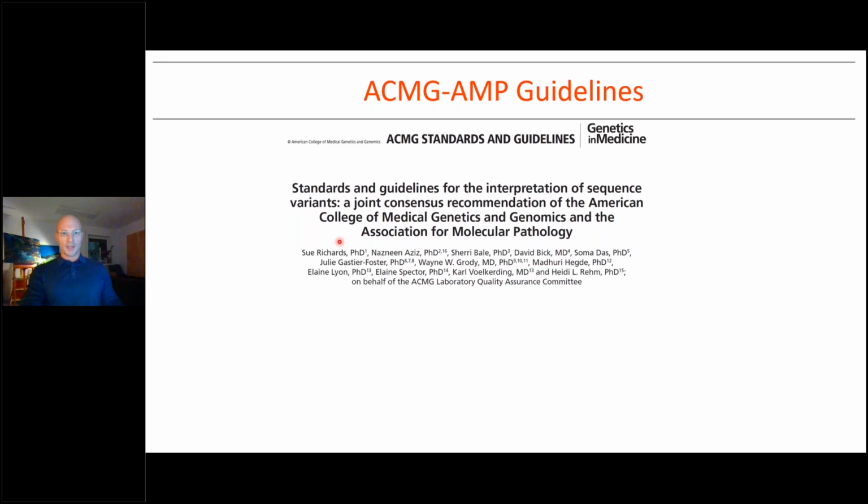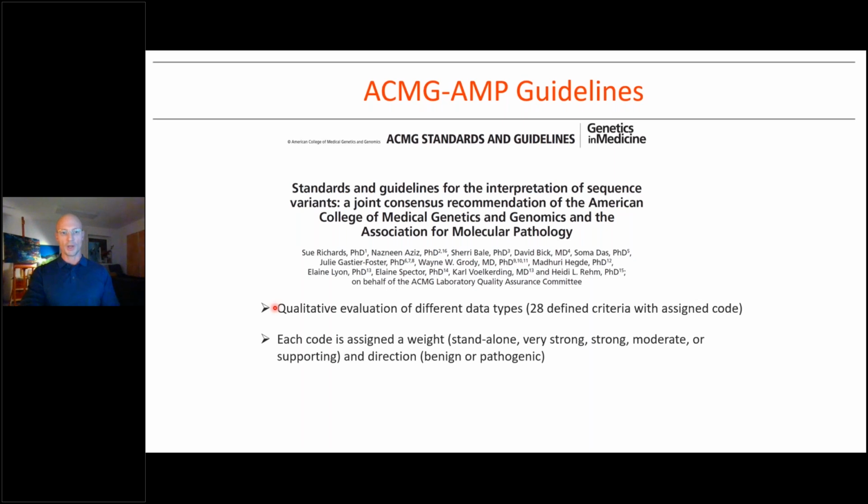So what are the ACMG-AMP rules? They provide a qualitative evaluation of different data types. We have 28 defined criteria, and each one has an assigned code. Each code then is assigned a weight, either standalone, very strong, strong, moderate, or supporting, and a direction, benign or pathogenic. And the variants can then be assigned to one of these 5 classes I showed you before.